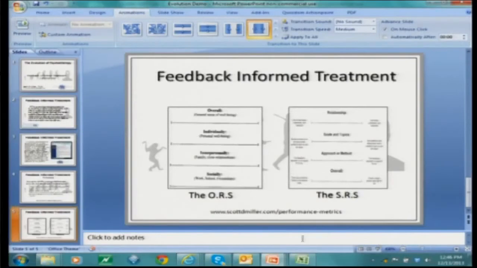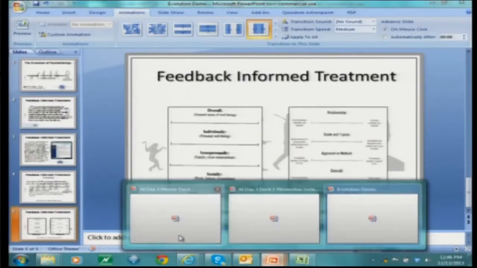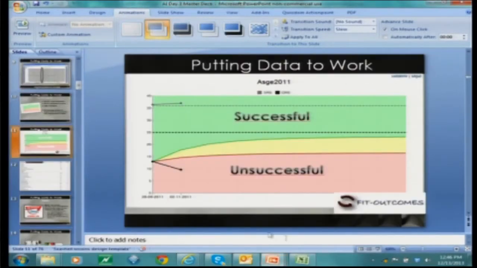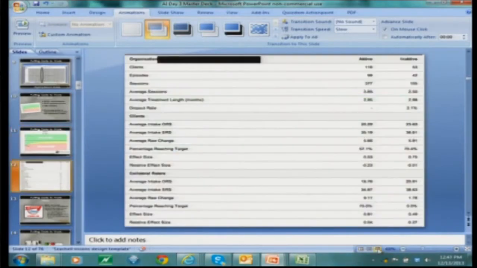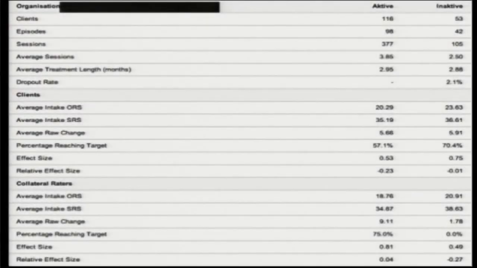Let me just switch the slide deck here and show you what this might look like. So you would get data that sums up your clients and gives you information about how many clients you're seeing, the number of sessions, the average number of sessions, treatment length, and if you look all the way down to where it says relative effect size, it's going to compare how effective you are to other clinicians in our database.